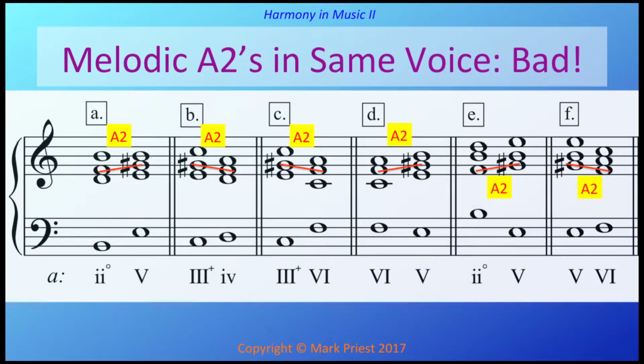Yes, each of these bad examples contains a melodic augmented second interval, which we know is against the rules. In A, B, C, and D, the alto voice is the rule breaker. In E and F, it is the tenor. Why this is wrong was discussed in a previous video. See link in the description.